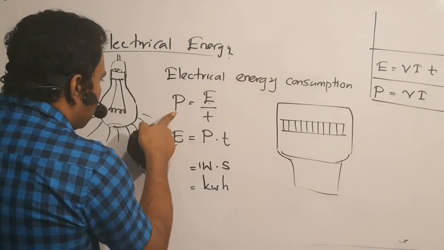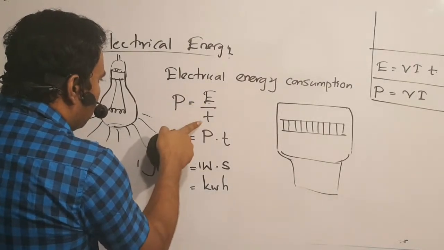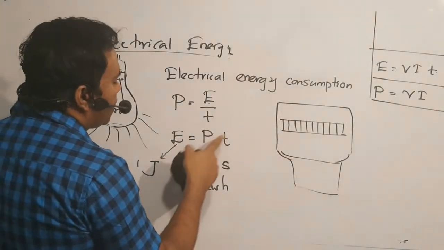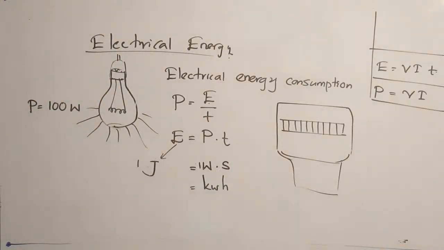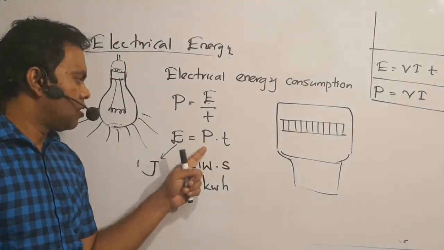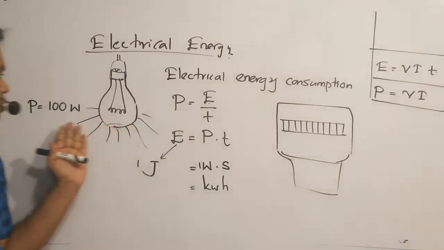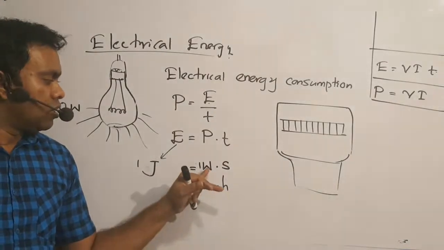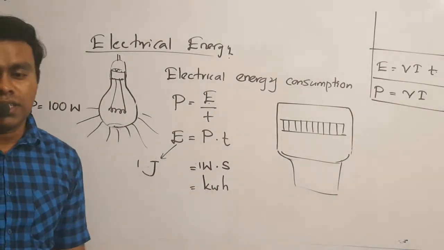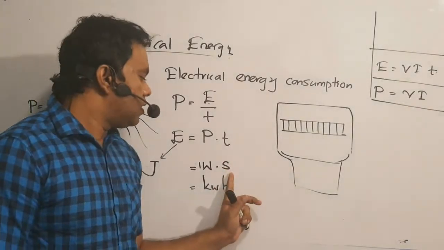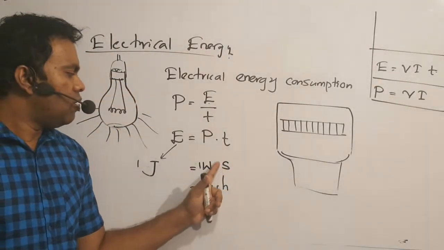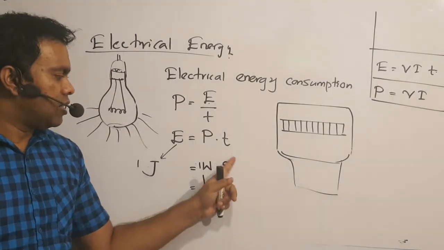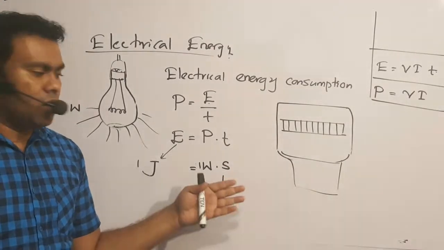Okay, so simply power equals energy upon time. So energy is to be calculated, so that equals power into time. So you have to substitute the power with the given power value. To convert that into kilowatt, you have to divide it by 1000. And for seconds, you have to substitute the values in hours. If you know the time in seconds, you have to convert that into hours.